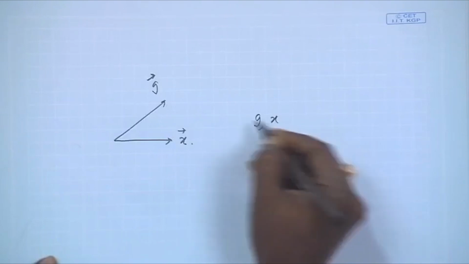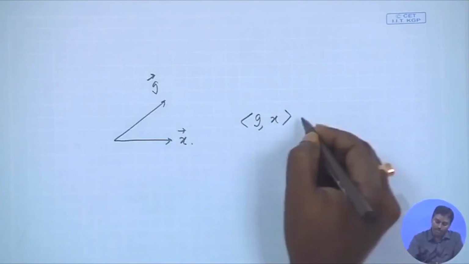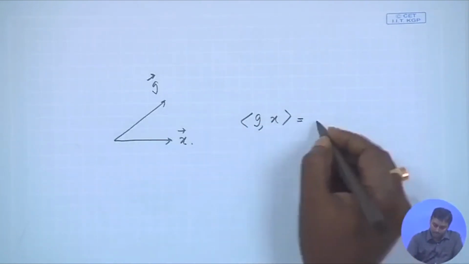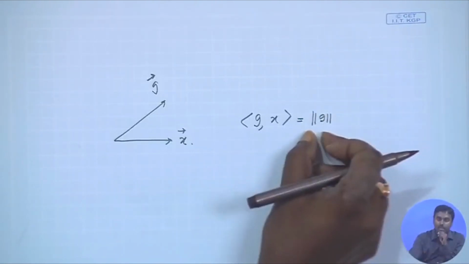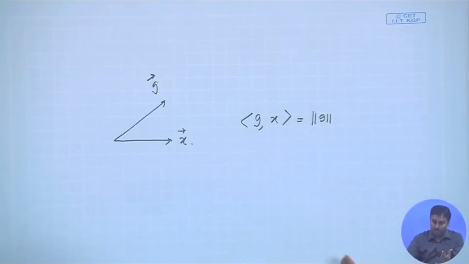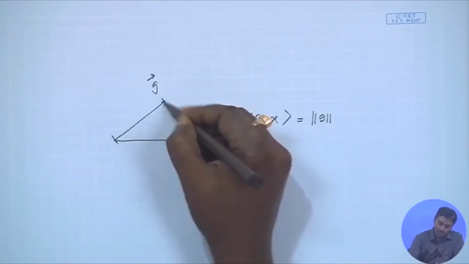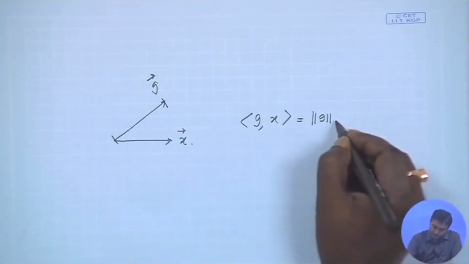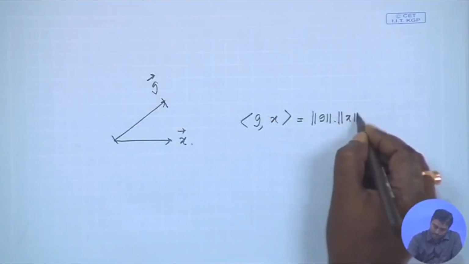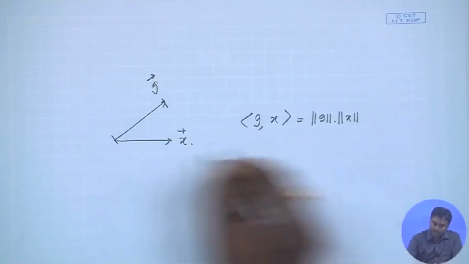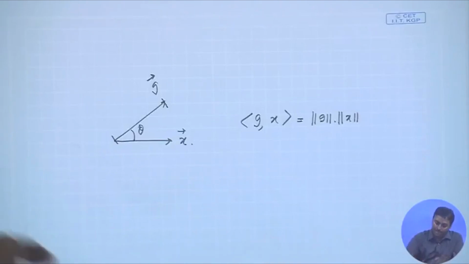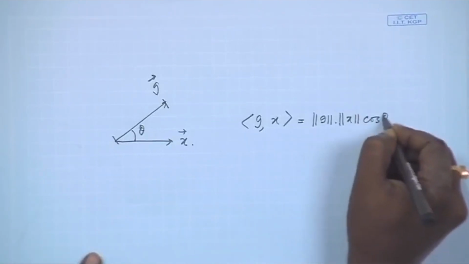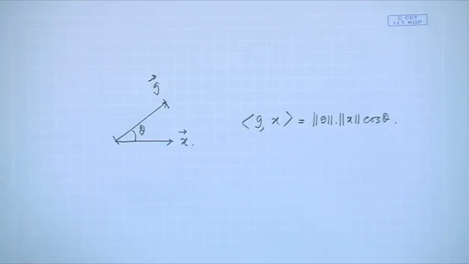So if I say G dot X, this dot product I want to get. Generally it is the amplitude of G, into the amplitude of X, into the cosine of whatever angle they have between them. Vector means it has a direction, so there must be some angle between them, cos of that angle. So this is the typical concept of a vector, the dot product concept.